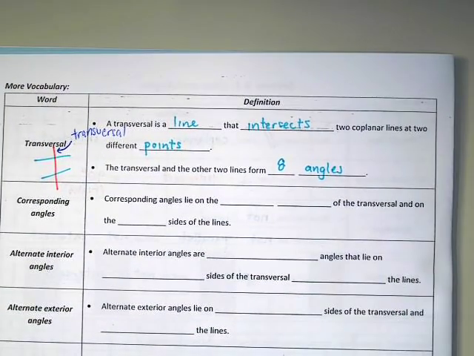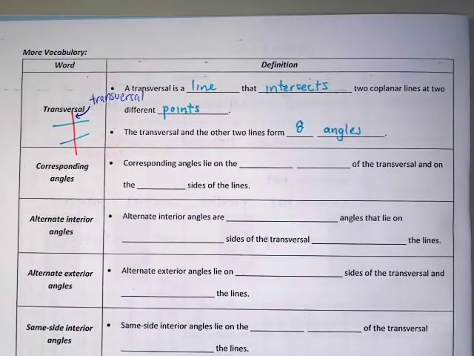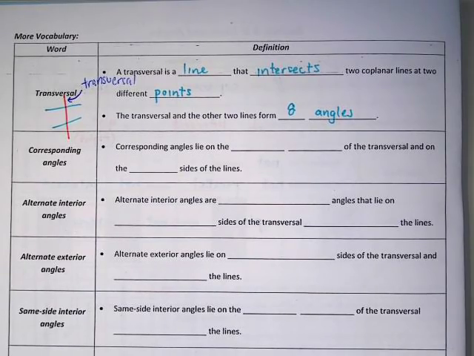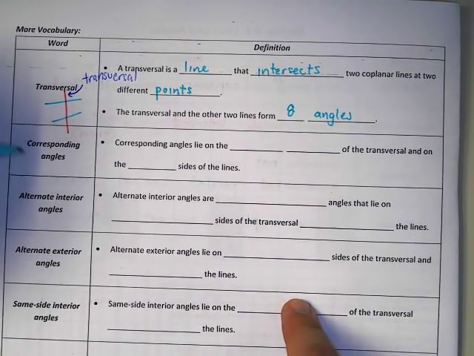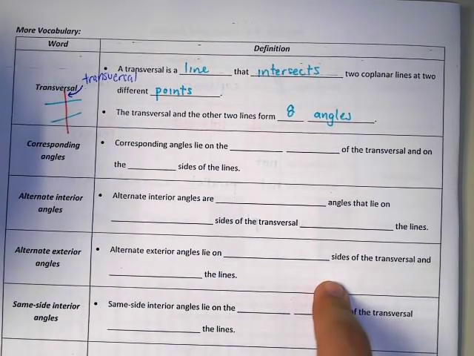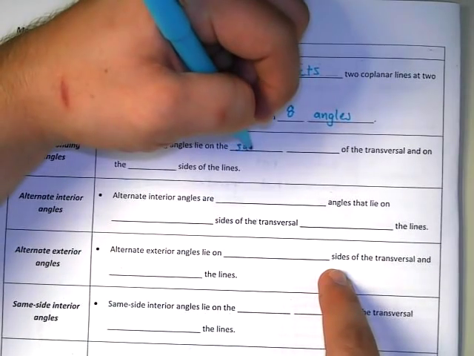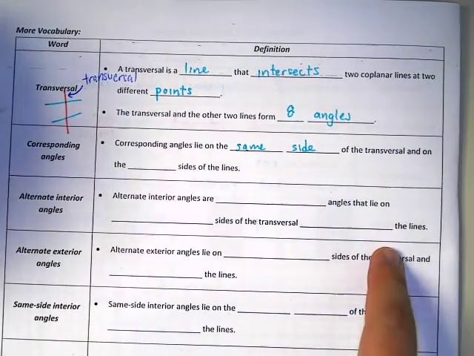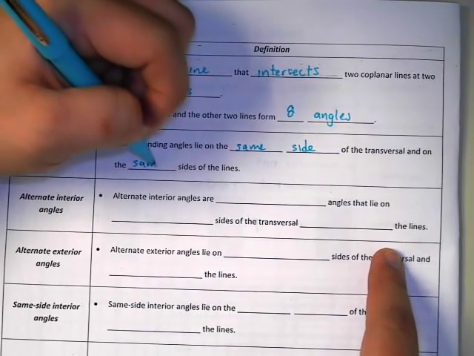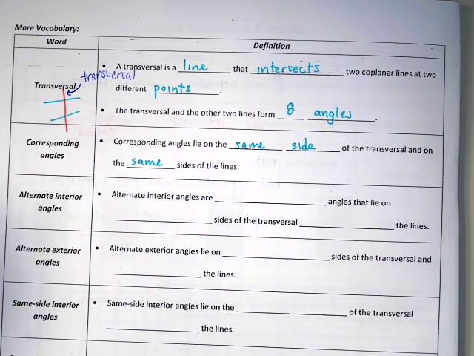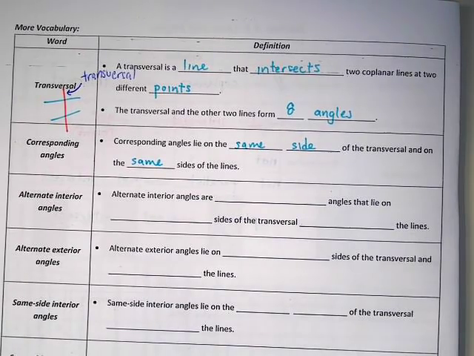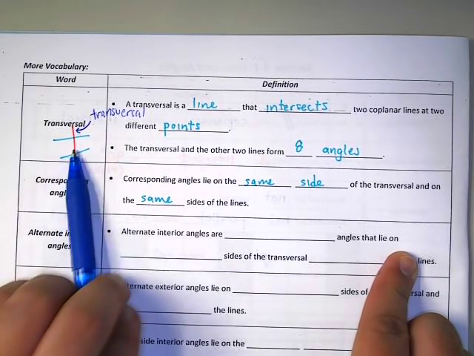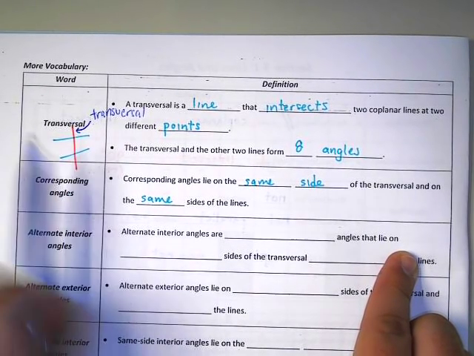Perfect. Now, we have a bunch of different angle pair relationships. Well, I shouldn't say relationships yet. We have a bunch of different types of angle pairs. The first one that we care about is corresponding angles. Corresponding angles lie on the same side of the transversal and on the same sides of the lines. All right? So in this example that I drew over here, if I have to be on the same side of the transversal, well, I either have to be on the left or the right side. All right? So let's pick left.